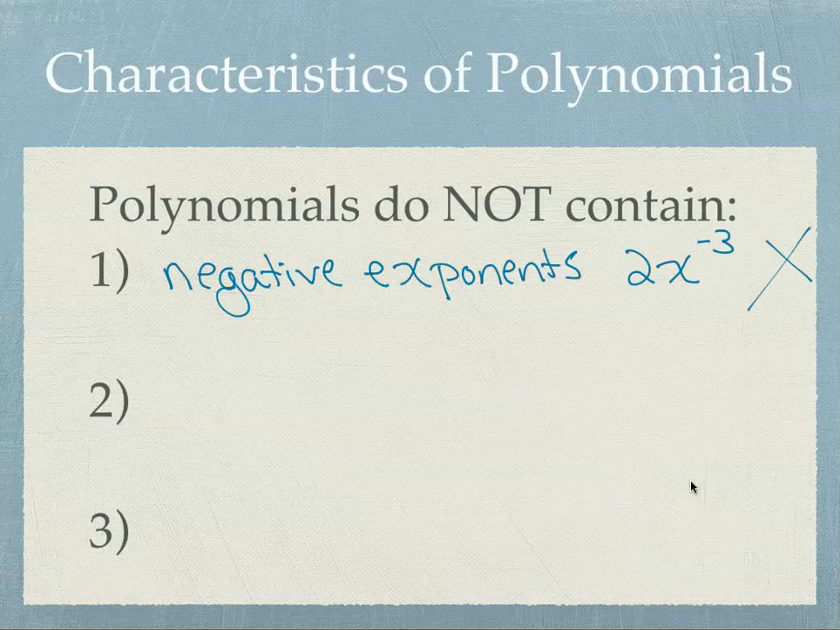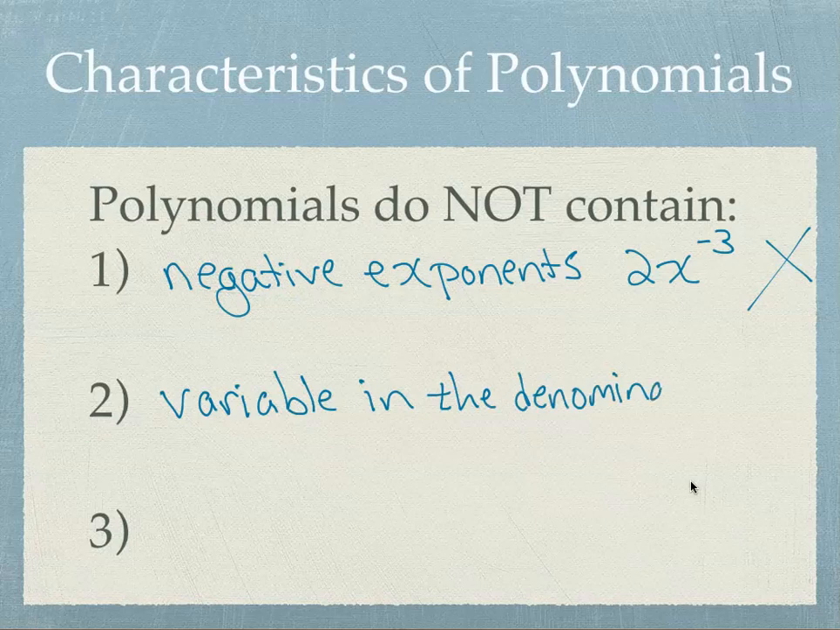All right. The second thing that it does not contain is a variable in the bottom of a fraction. So a variable in the denominator. So if you see 3 over x, that is not a polynomial. That won't work, okay, because you have an x in the denominator.